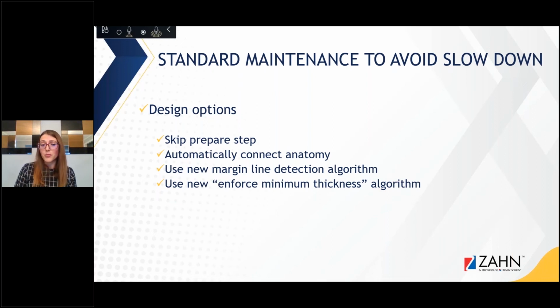Another one is use new margin line detection algorithm. And again, if it's working for you, it's a great tool. If you find that it's not working for you and you find that you're always having to manually do it, then uncheck it so the software doesn't waste time trying to do it for you. Same with enforcing minimum thickness algorithm. It's a choice between, do you want to do it manually if you are doing it, or do you want the software to do it for you? So if you find that you're doing it manually anyway, then maybe turn that option off so that it doesn't waste time waiting for the software to do it for you.